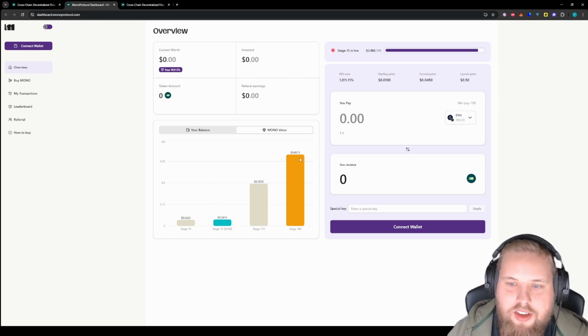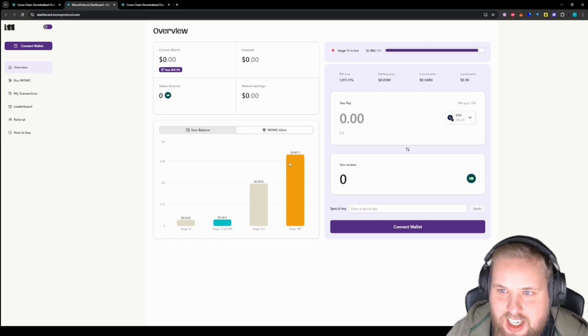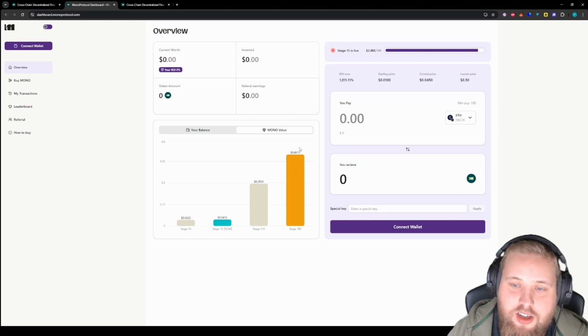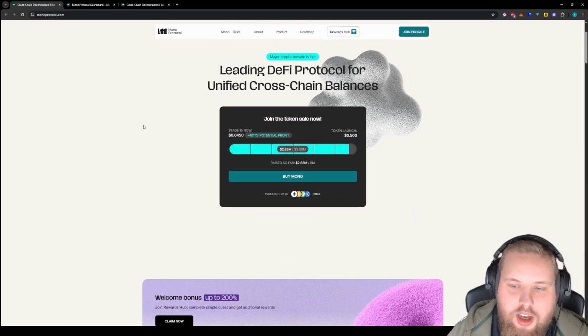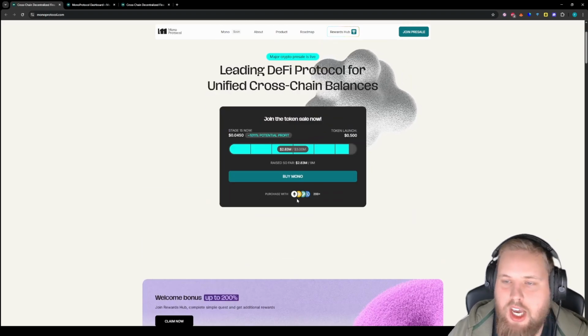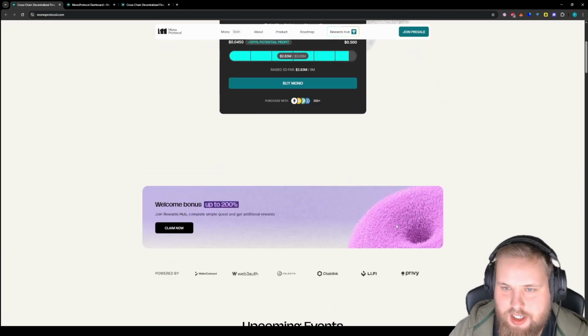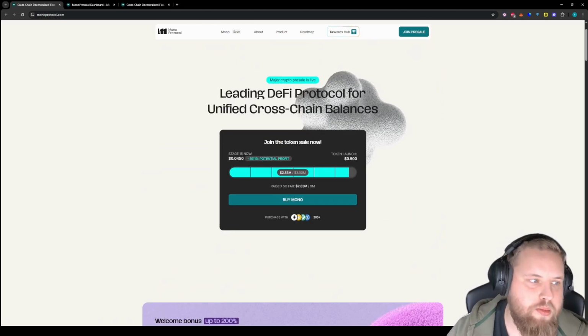And you can see the price at stage 196 is $0.4975. And the launch price is fixed at $0.5. So you can see already huge possible profits here. But what is Mono Protocol?